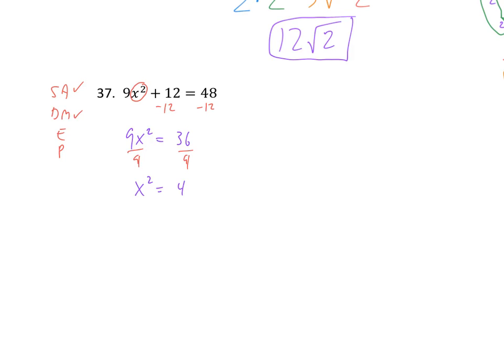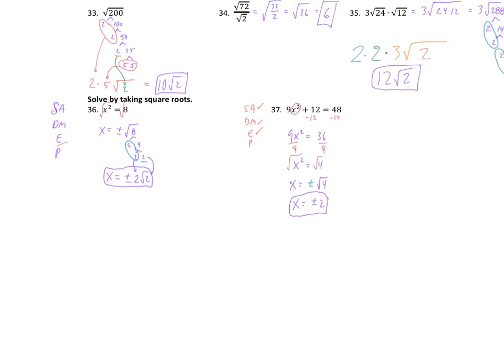And then we're going to get rid of the exponent, so square root. So x equals positive or negative square root of 4. Well, of course, square root of 4 is just 2. So x equals plus or minus 2. There's solving by square roots. Alright, there's the end of page 4.